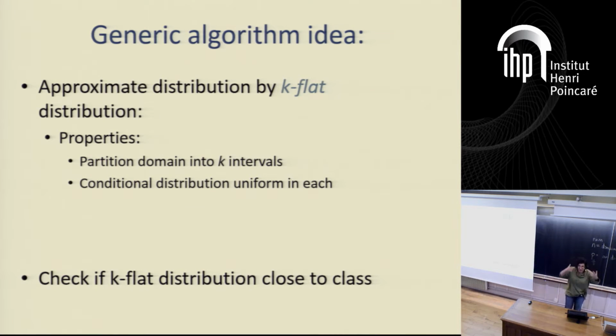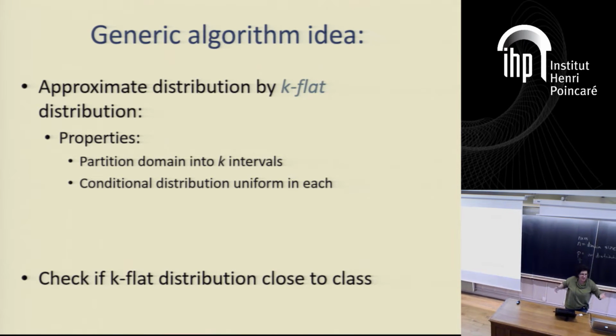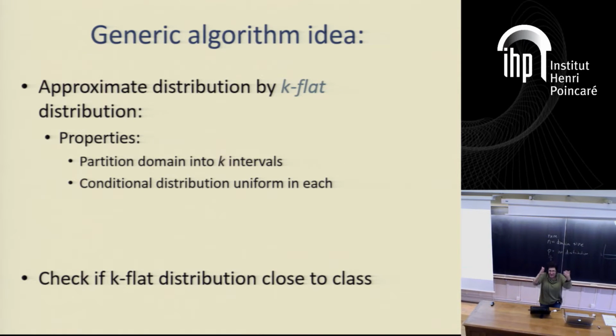But you're getting these weights. And now you have to check if there's something in the class that you're testing, like whether this distribution has monotone hazard rate. Okay, now you somehow partition this thing into a k-flat distribution, you figured out the weights. Now you have to see, is this thing close to being in the class?